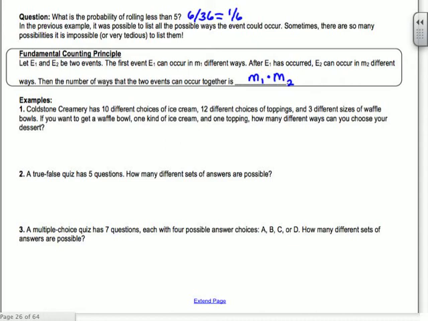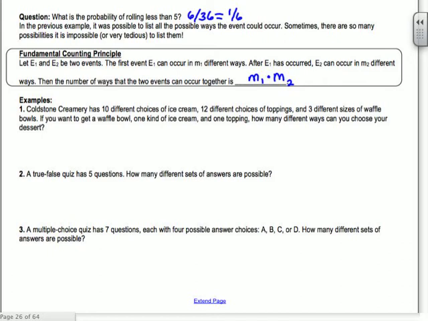It's kind of like, do you remember the trees we did in the activity? If you created a tree, there would be 24 different outcomes in the end. All right, so number 1, it says Cold Stone Creamery has 10 different choices of ice cream, 12 different choices of toppings, and 3 different sizes of waffle bowls. If you want to get a waffle bowl, 1 kind of ice cream, and 1 topping, how many different ways can you choose your dessert?